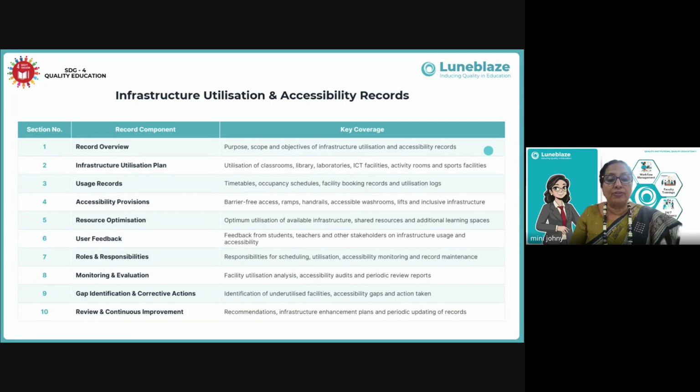User feedback from students, teachers, and other stakeholders on infrastructure usage and accessibility. We should always take the feedback and feed forward from our students because they are enjoying it, they are using it. Roles and responsibilities.